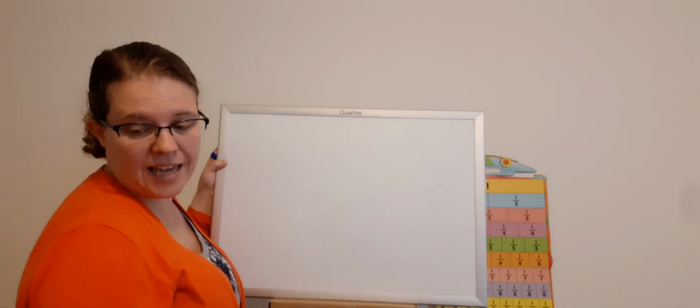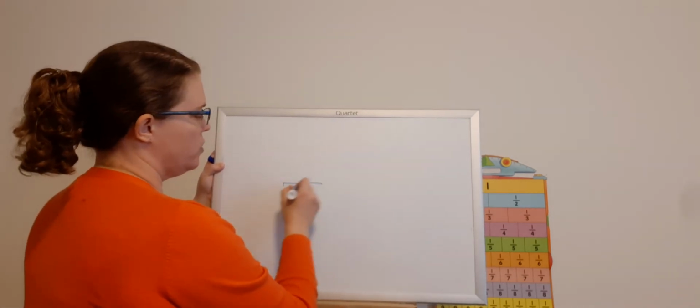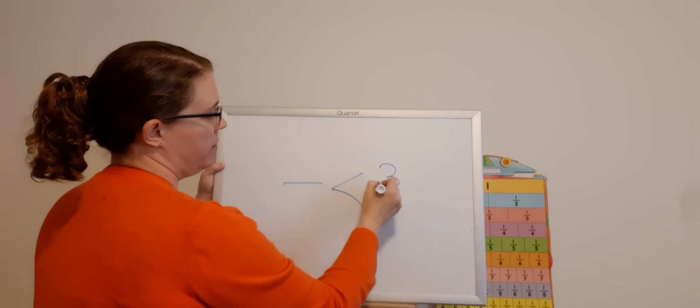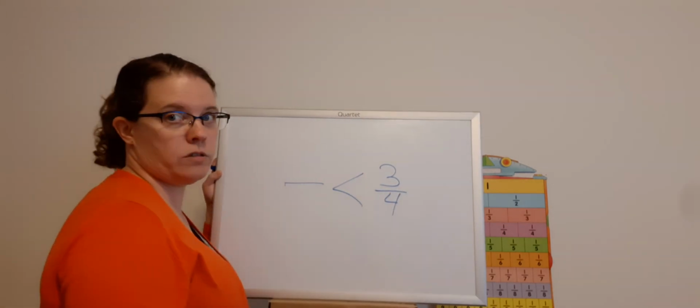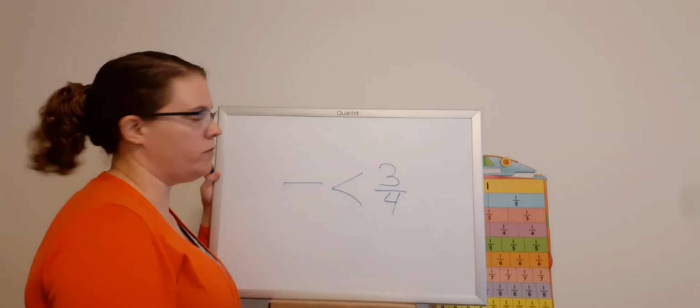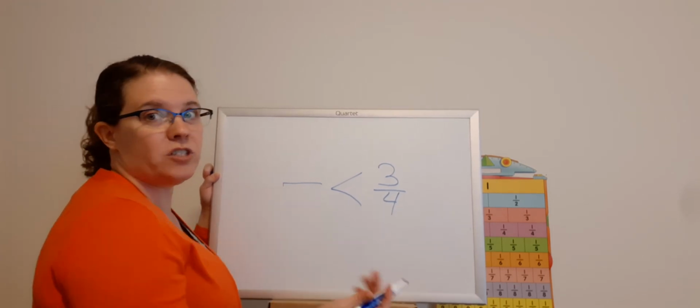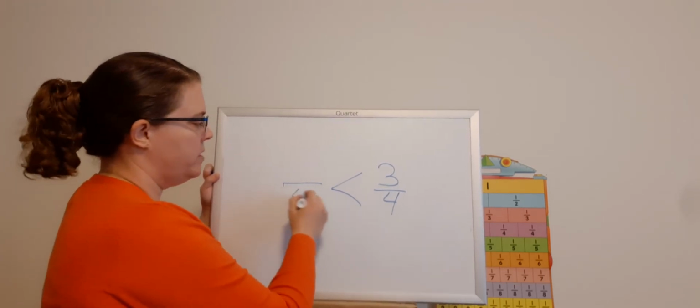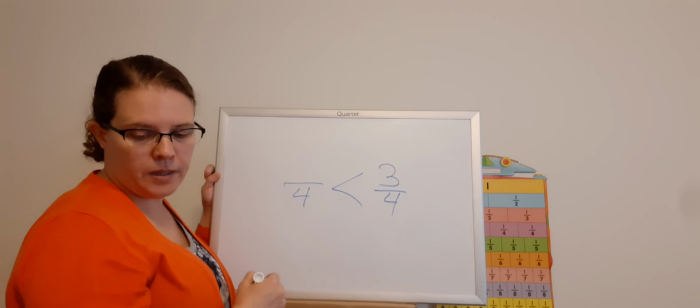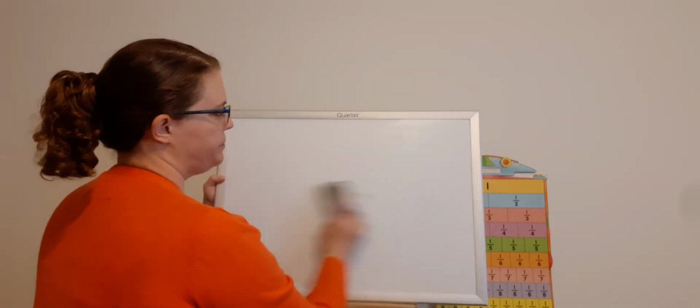Number 5, less than 3/4. So this fraction has to be less than 3/4. So something is less than 3/4. Again, remember, just keep your denominator the same. Simple, simple, simple, right? Okay, so that's that one.